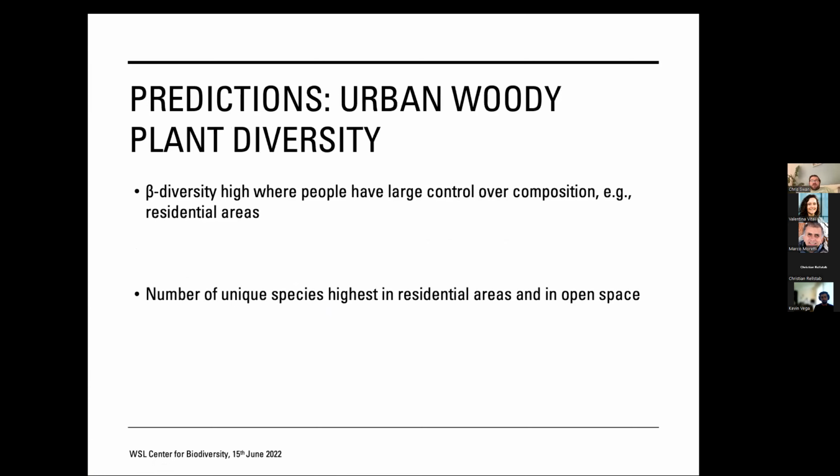So what are the predictions? The predictions were that beta diversity would be high where people have a large control over composition, like residential areas, and that we would have a high number of unique species in residential areas and in open spaces. So it would be required that we have lots of different locations, lots of information on trees, and in those locations, a lot of variability in land use.